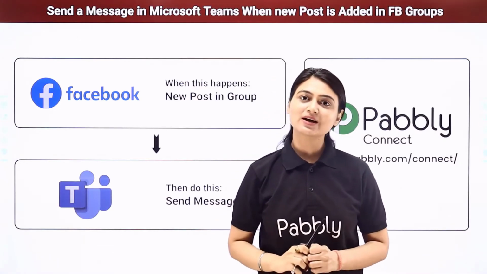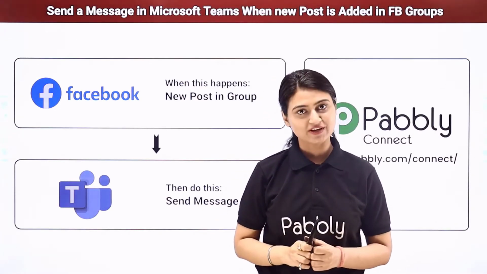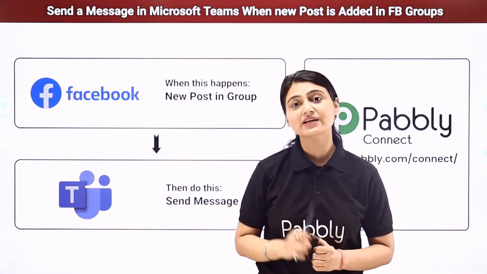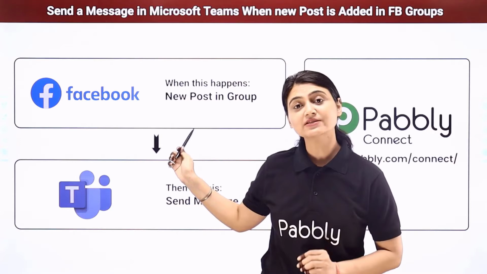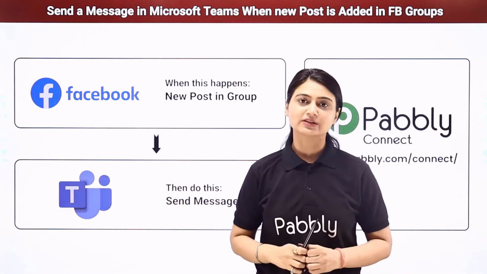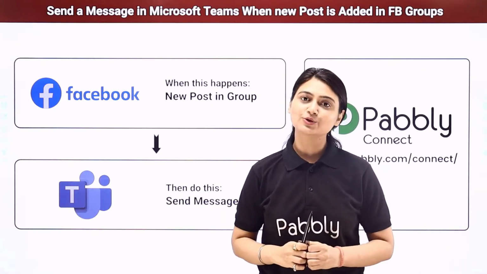Now let's say you run a business and you have several groups on Facebook to promote your product. Now you want every time a post is made in a Facebook group, a channel message regarding the post should be sent on Microsoft Teams for better coordination purposes. So how can you do it?